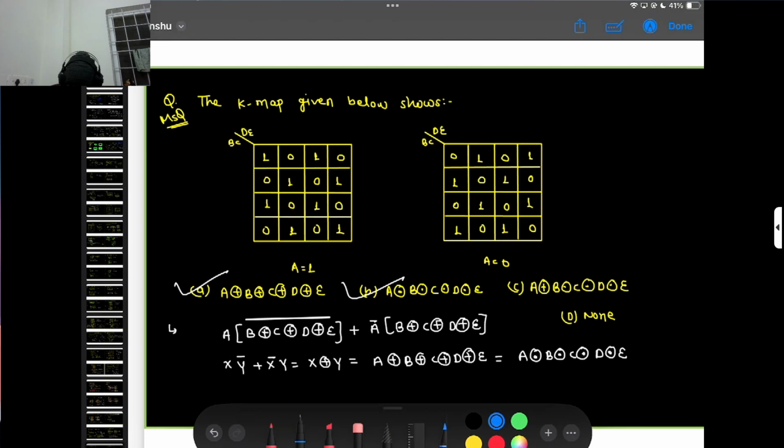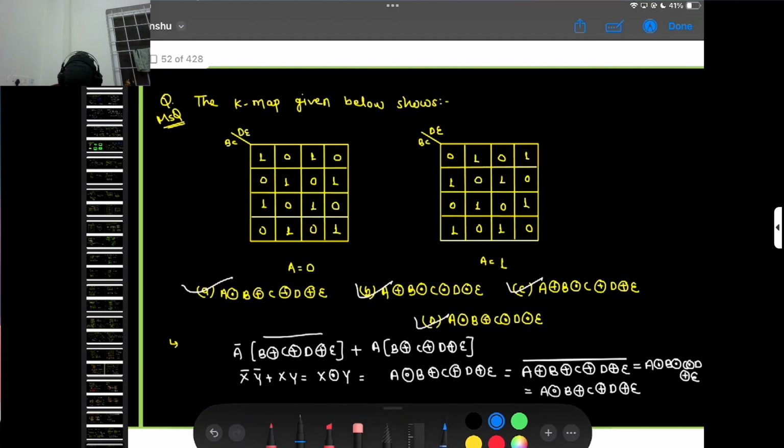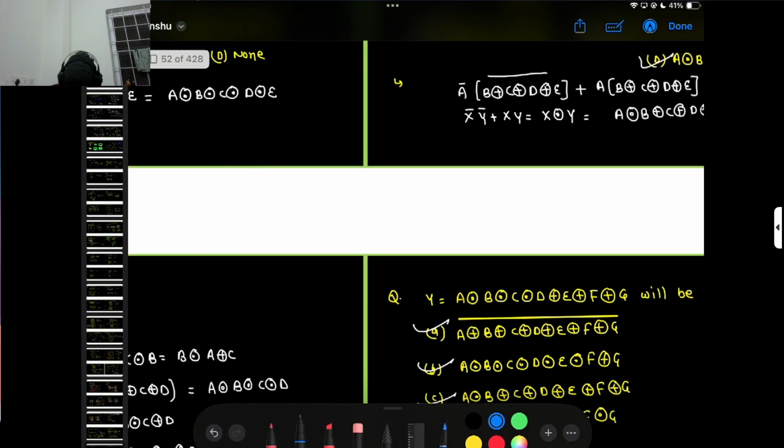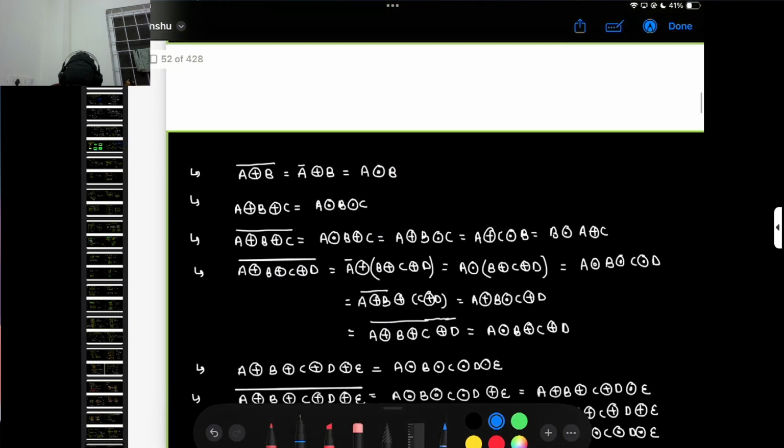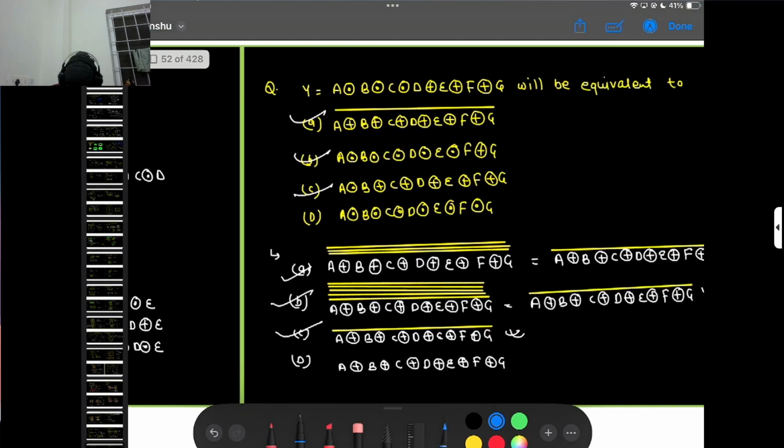There are lots of problems related to K-maps. Here is the answer also.